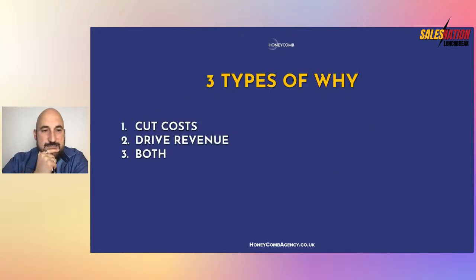And the good thing is there's only kind of 3 types of why. The business wants to either cut costs, drive revenue, or both. There are different screws that you can turn in a business, but everything boils down to these 3 types of why. It's either to cut costs or to drive revenue or both, right? And we need to figure out what it is. And we can do that in a very smart way.